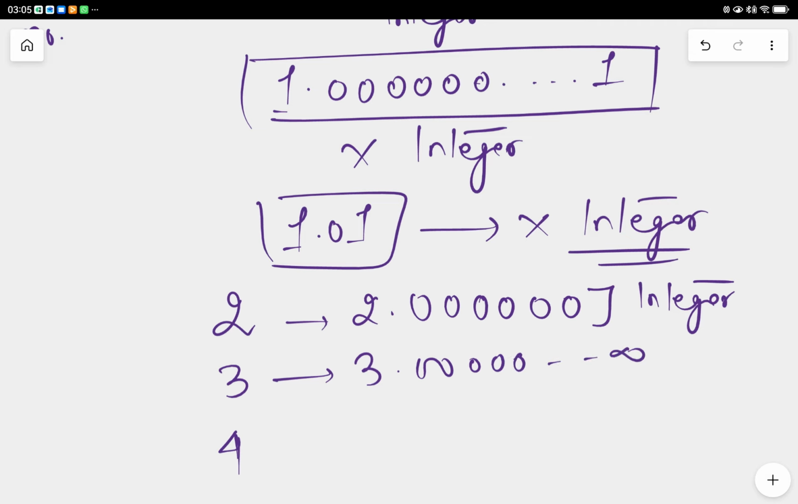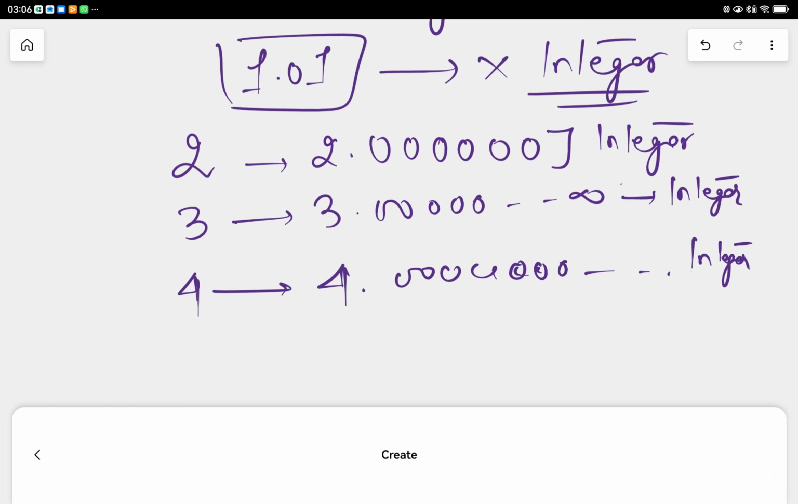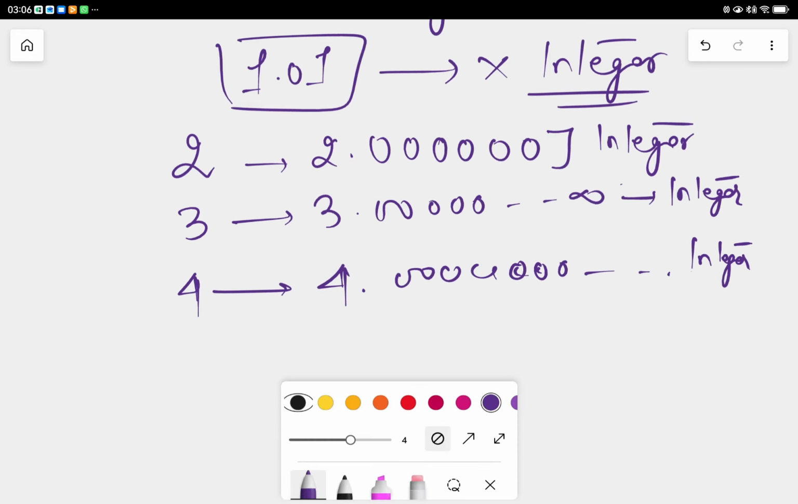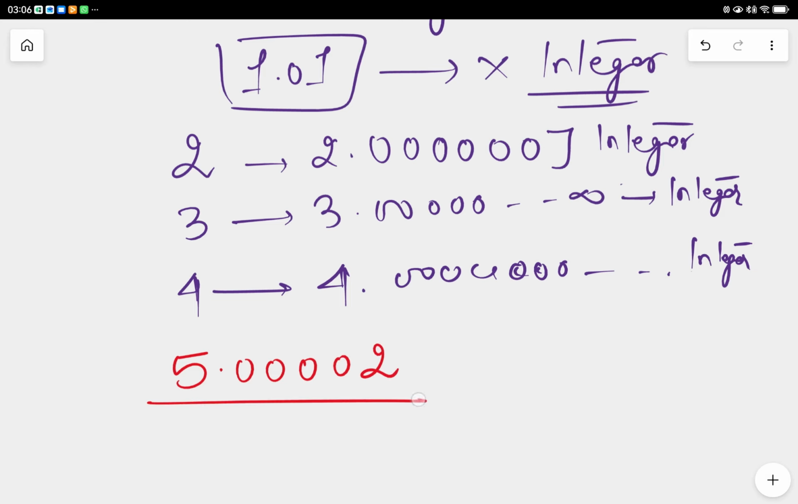3.00000 up till infinity, this is an integer. Then 4.0000000, it doesn't matter how many zeros I give, this is an integer. The only point is what is not an integer. I will tell you what is not an integer. Any number after the decimal, if there is any digit other than 0, like 5.002, that means this is not an integer.